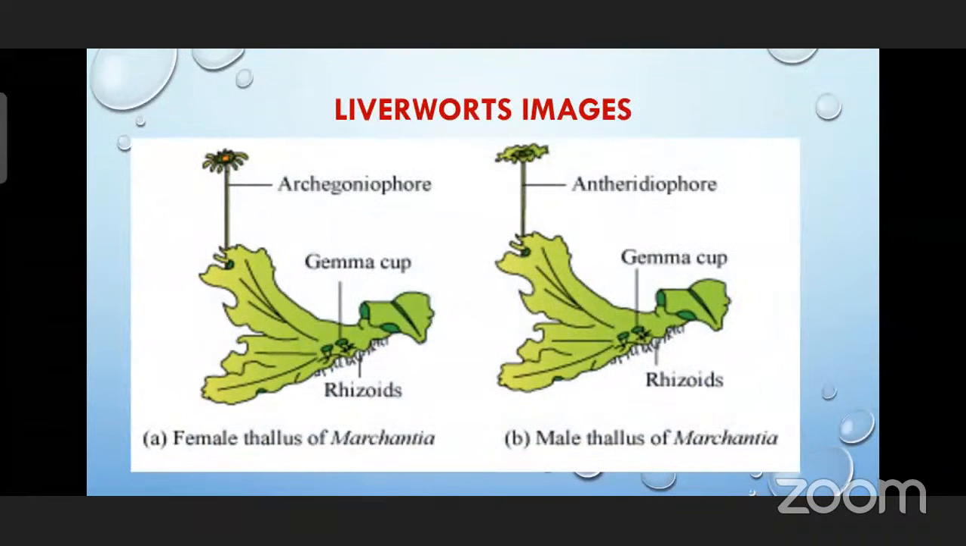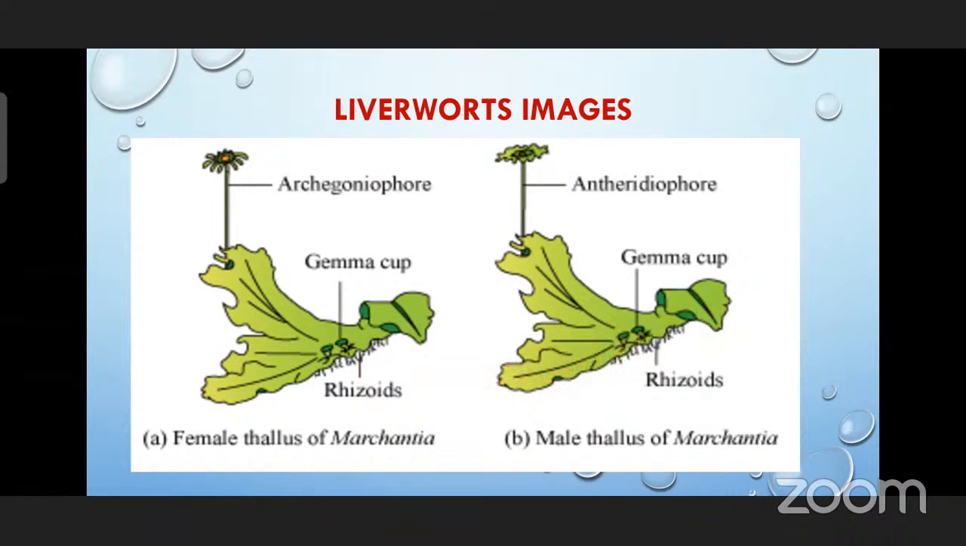Liverworts. Next, images of liverworts. You can see Marchantia. Here you can see the female thallus, by seeing this archegonium, or we can also say archegoniophore. This archegonium is on the thallus, and here also the antheridium. The antheridium is the male sex organ, and the archegonium is the female sex organ. You can also notice small root-like false roots, rhizoids, which help in fixing to the soil or rock wherever they are growing.